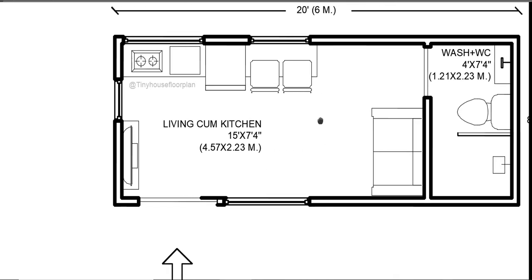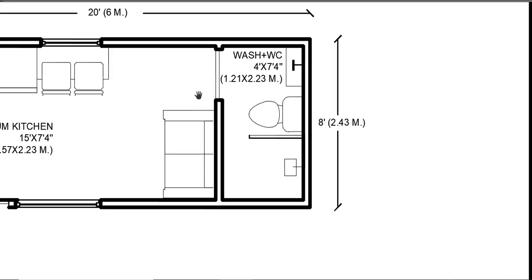After that we will go on the right side. So we have common use washroom plus water closet. You can see here the wash basin, water closet and the shower area, and we have a ventilator for ventilation of this washroom. So this is the floor plan of the house you are watching on the screen.